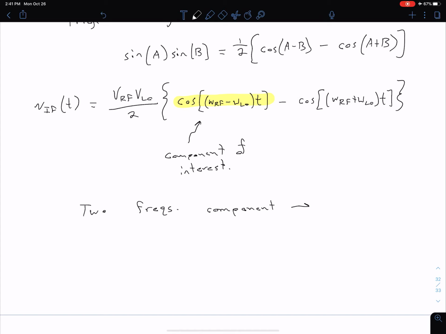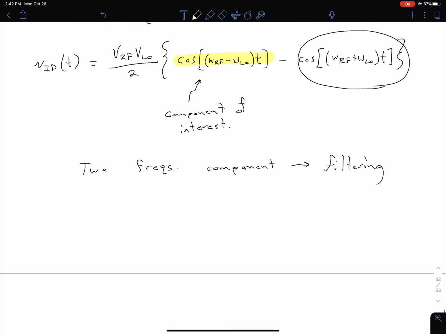And so what that means is if we're using this type of system, we're going to need some type of filtering so that we can get rid of this higher frequency term and be left with the highlighted term, which is the one that we want. Another thing to note is that our cosine function is even, and so that means our frequency of interest here, omega IF, is just the magnitude, or absolute value, of that difference of the radio frequency minus the local oscillator frequency.